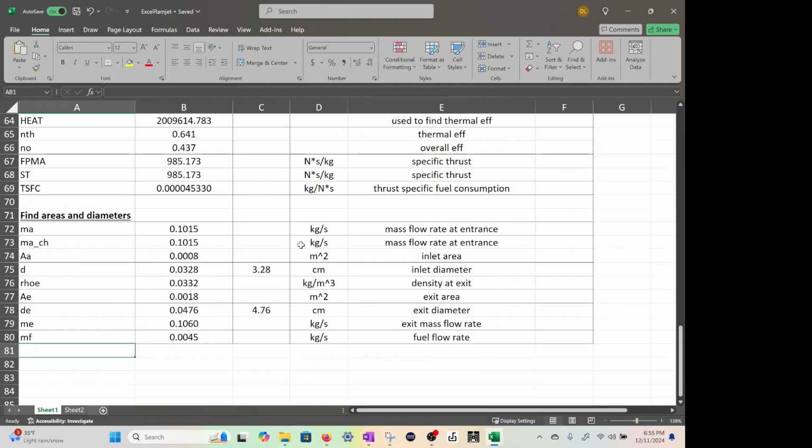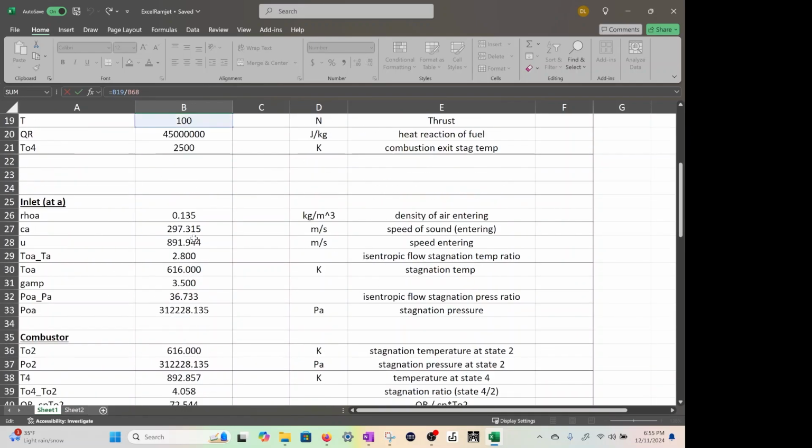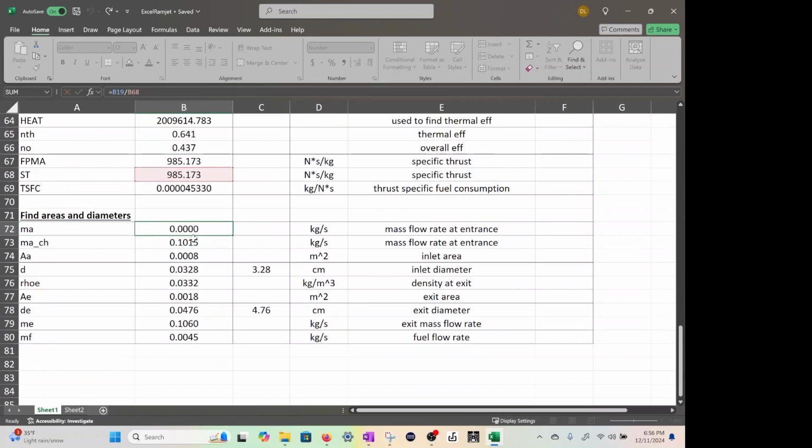And then down below here is the mass flow rate at the entrance, inlet area, your diameter of the inlet, your exit area, exit diameter, and mass flow rates. Now, how do I find the mass flow rate? Well, I take your thrust and divide by your specific thrust that you found. That's your mass flow rate in. And then for the area, you just use the mass flow rate equation, which is rho A V, and you can just convert that. And you do the same thing down here to find your exit area and your inlet area.